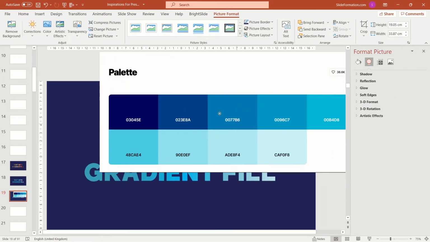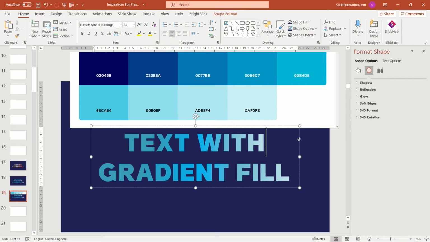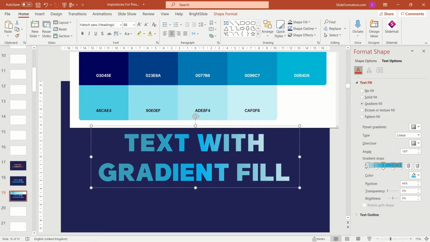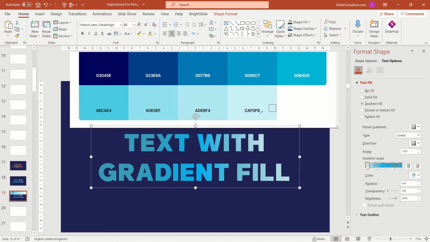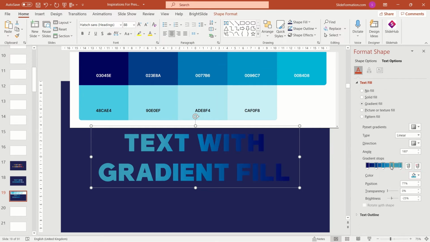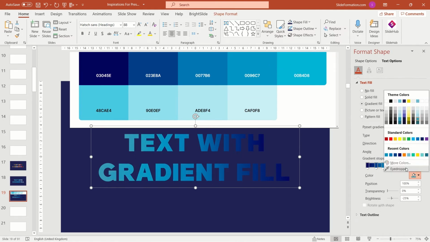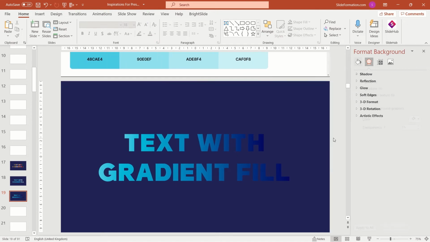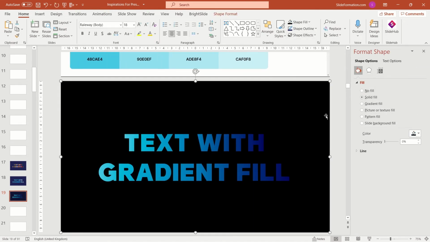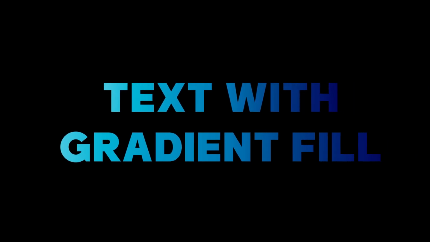And now here we go with eyedropper option. Select the text, go to Format pane, and in the Text Options tab, go to Gradient Options. Now let's change stop colors with the eyedropper, just like this. We can add one more stop. We can change the background to black, so that the text will be more visible. And here we have it.